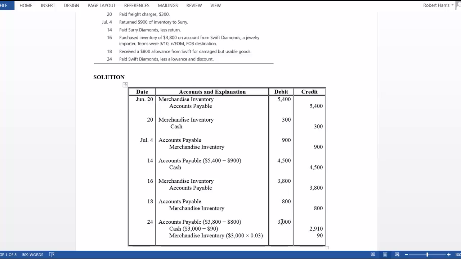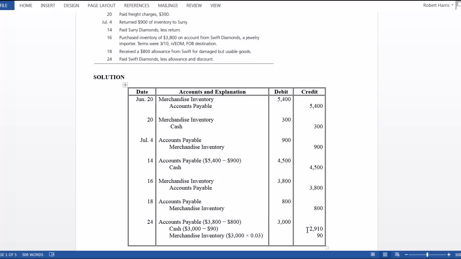We purchased them on the 16th, and we're paying for them on the 24th. So we're not going to have to actually pay them the full $3,000, but we have to make that full amount of the accounts payable go away because we're settling up with them all the way right now. And so this is what the entry looks like. Cash is going to go down.